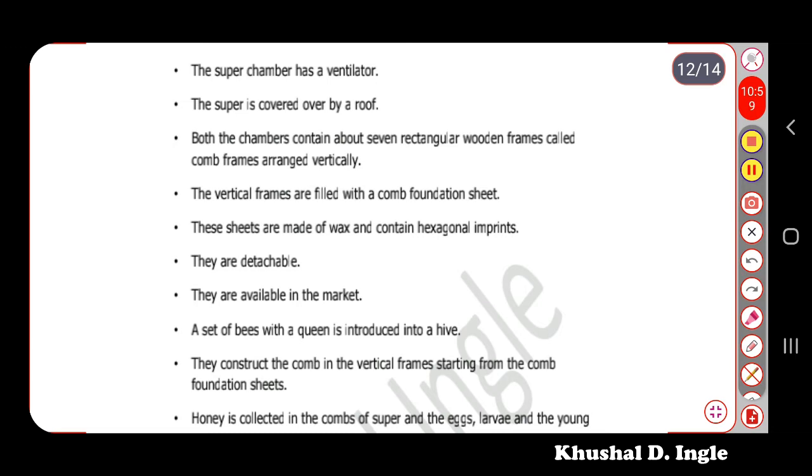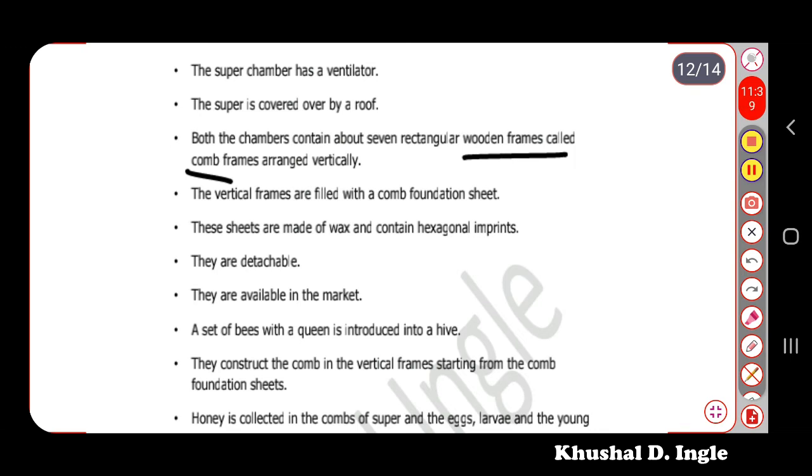Then the super chamber is covered over by a roof. We have already seen that in the diagram where I was showing the hive. On the uppermost part, you might have observed that the roof was present over the super chamber, and both these chambers contain about 7 rectangular wooden frames called comb frames, which are arranged vertically. Then these vertical frames are filled with a comb foundation sheet.